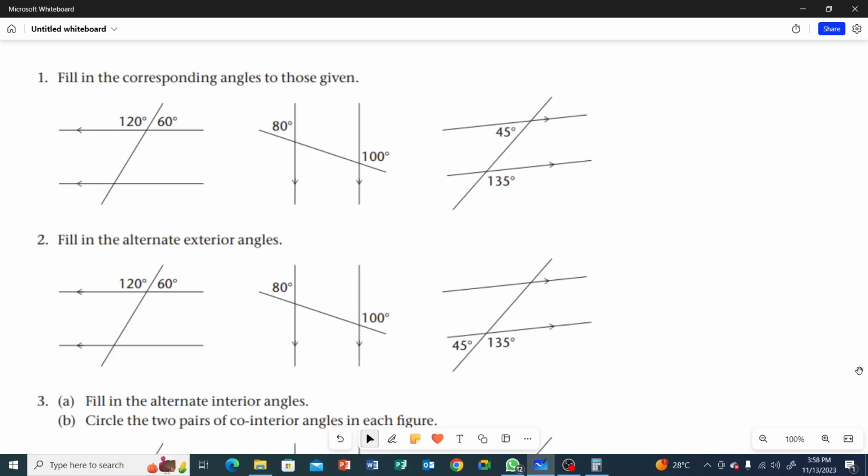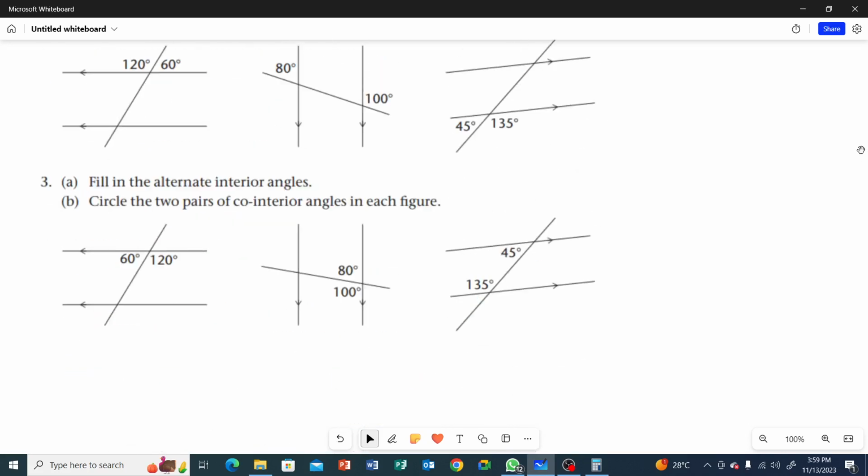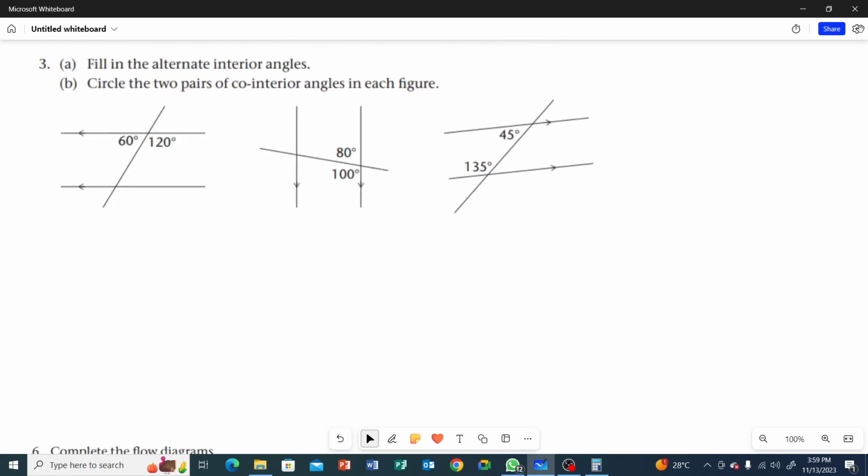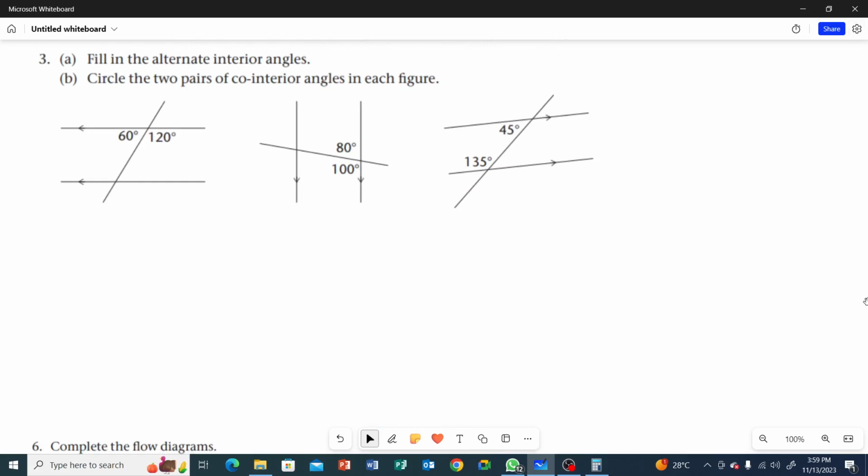Now this is the next one. Shoot a photo, try to solve it. It's all about angles here.